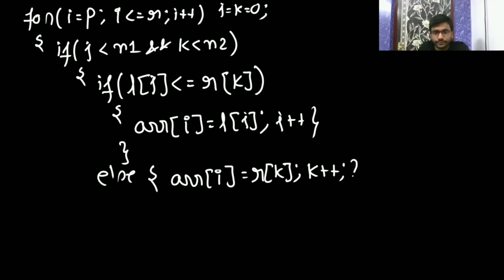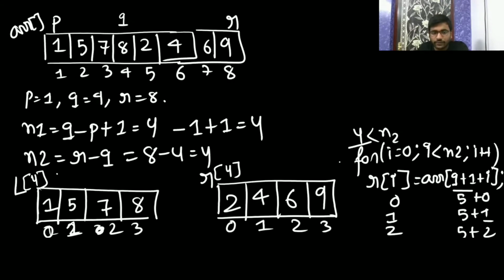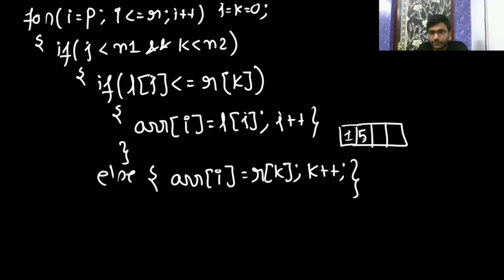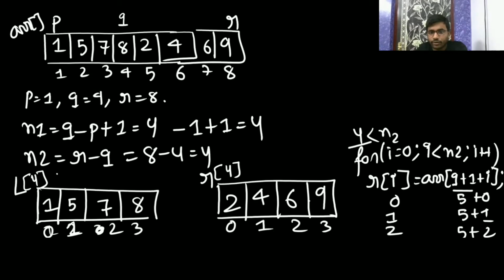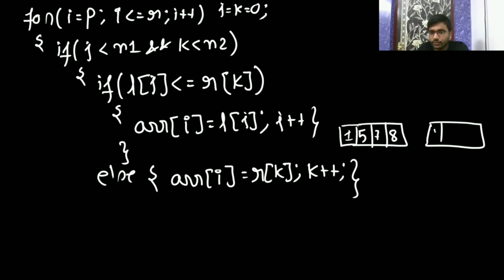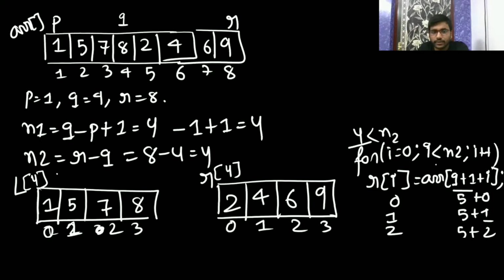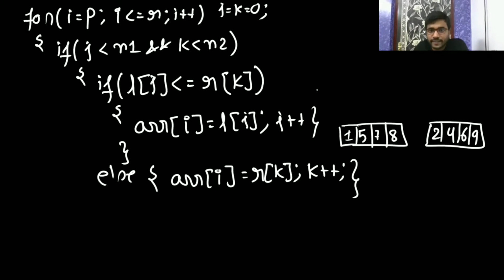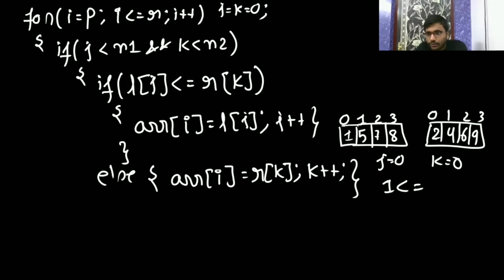The array was having 1 5 7 8 and 2 4 6 9. So now initially j is 0 and k is also 0, and n1 is 4, n2 is 4. Yes, 0 is smaller than n1, condition true. Now left of 0 is 1. Is 1 smaller than or equal to right of 0, which is 2?